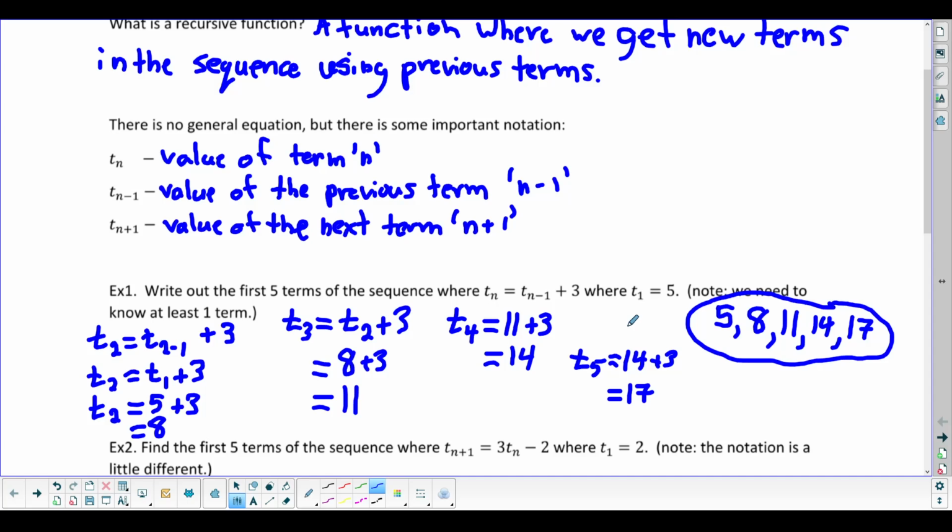We can't predict far into the future. I don't know what the value of the 1000th term is unless I were to maybe rewrite a new general arithmetic equation, now that I know this is arithmetic. So there are some limitations to recursive functions.